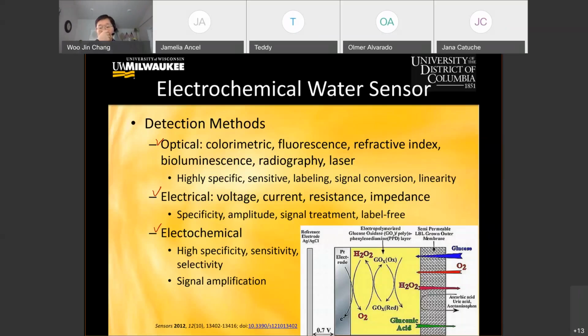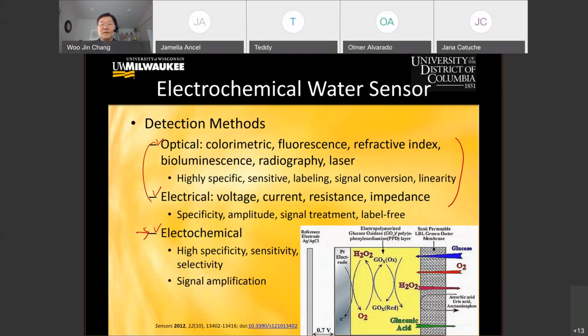And you can see that almost any potential techniques and technologies that can be used are applied to the detection. And every method has its own advantage and disadvantage. And I want to talk more about this electrochemical sensor today.